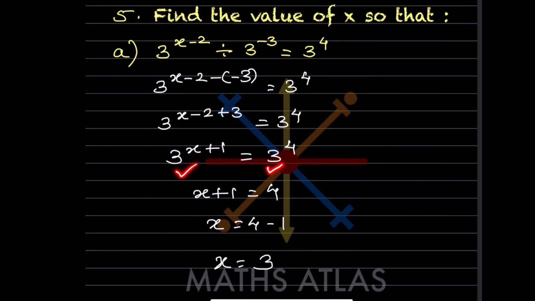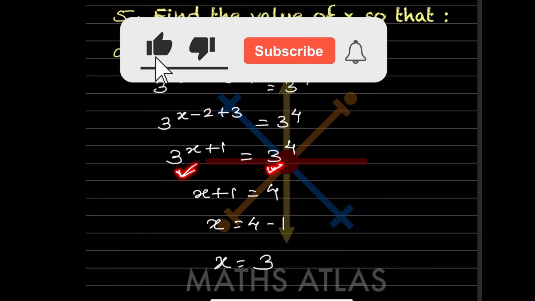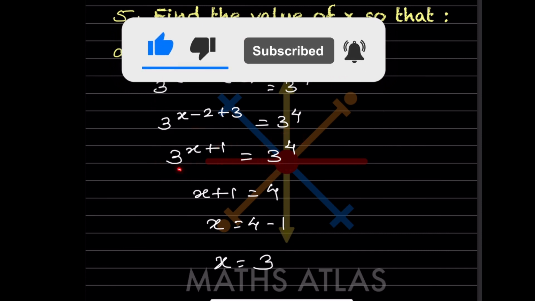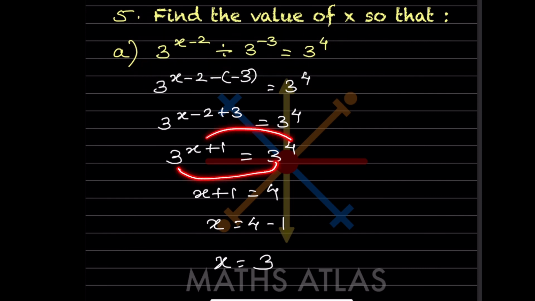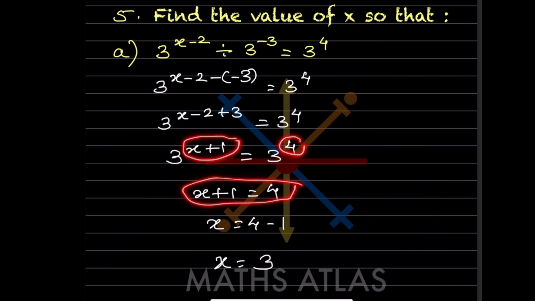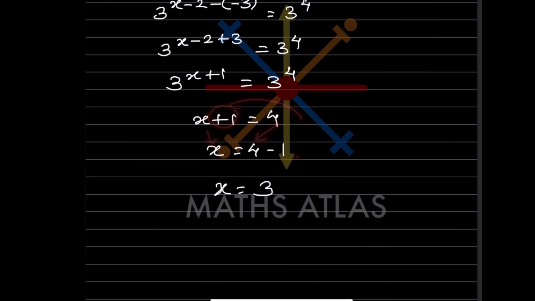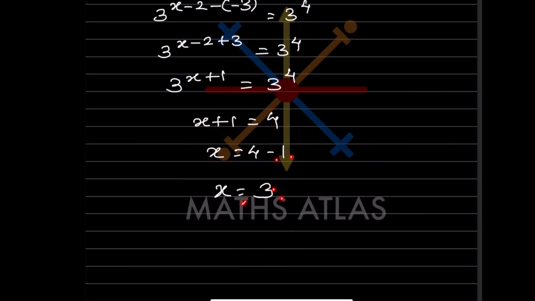Now since the bases are the same, there is a rule: since the bases are the same, the exponents should also be the same. So you just ignore the bases. What will you write here? x plus 1 is equal to 4. This is the important step. So x plus 1 is equal to 4. x is on the left hand side, and if we take the 1 to the right hand side, it becomes minus 1. So the value of x is 4 minus 1, that is 3. This step is important: if the bases are the same, the exponents should be the same.